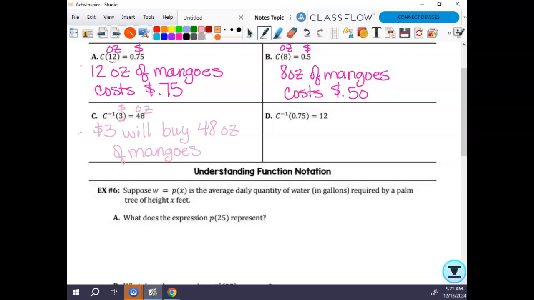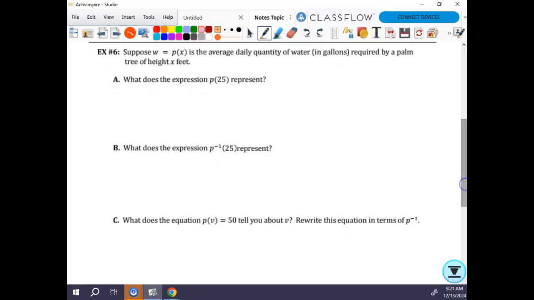So that means here, when I'm doing the inverse, this is money, this is ounces. So this would tell me that 75 cents will buy 12 ounces of mangoes. And if you look at A and D, you can see that you've got the same information, but your input is different, so it makes your output different. What questions we got? We okay with that? All right. It's not all about just being able to find the numbers.